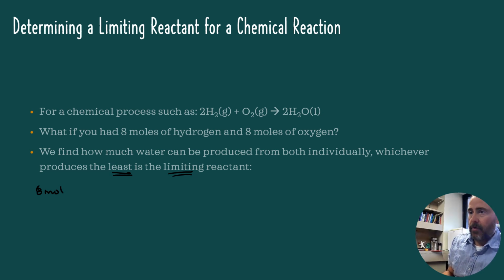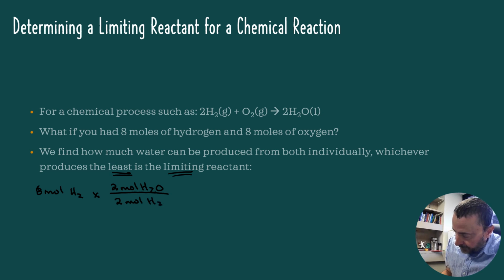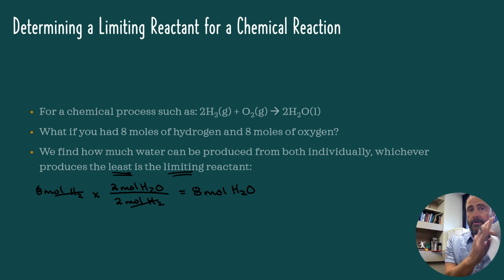All right, we're going to start with 8 moles of hydrogen, and I want to find the moles of water. There are 2 moles of water, and again, that 2 comes from the coefficient in front of water, for every 2 moles of hydrogen. So if I had 8 moles of hydrogen, I could theoretically produce 8 moles of water.